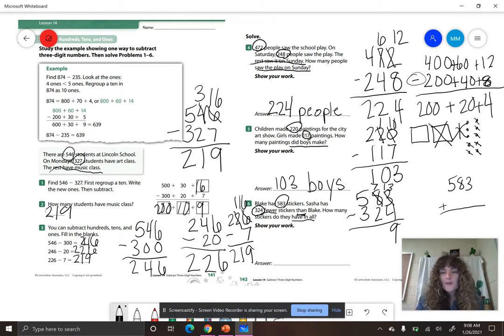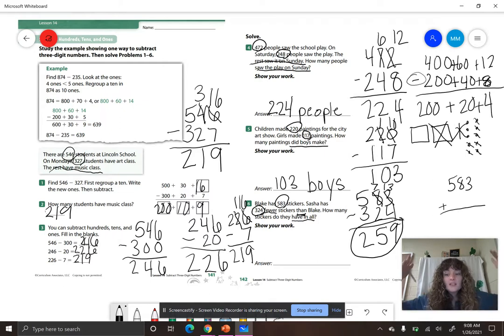Now I go to my tens place. I have 7 tens because I regrouped a 10. 7 tens, I'm taking away 2. How many tens are left? 5 tens. In our hundreds place, I have 5 hundreds. I'm going to take away 3. How many are left? 2. Sasha has how many stickers? She has 259.